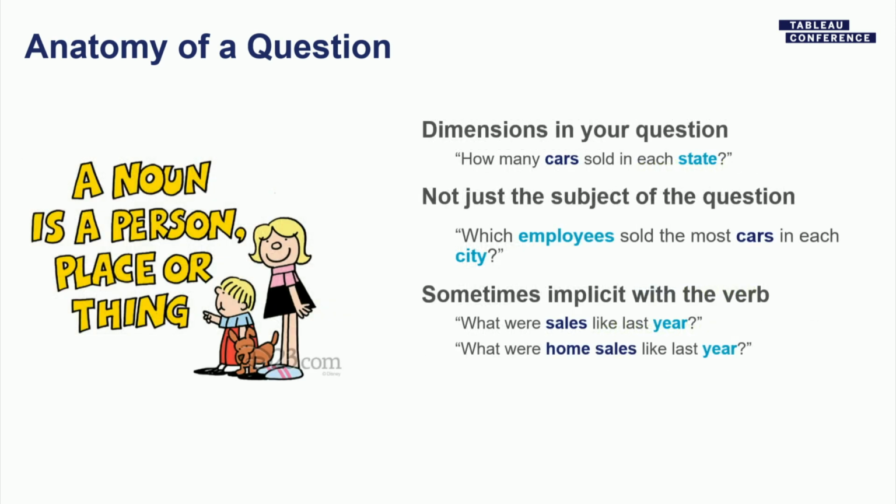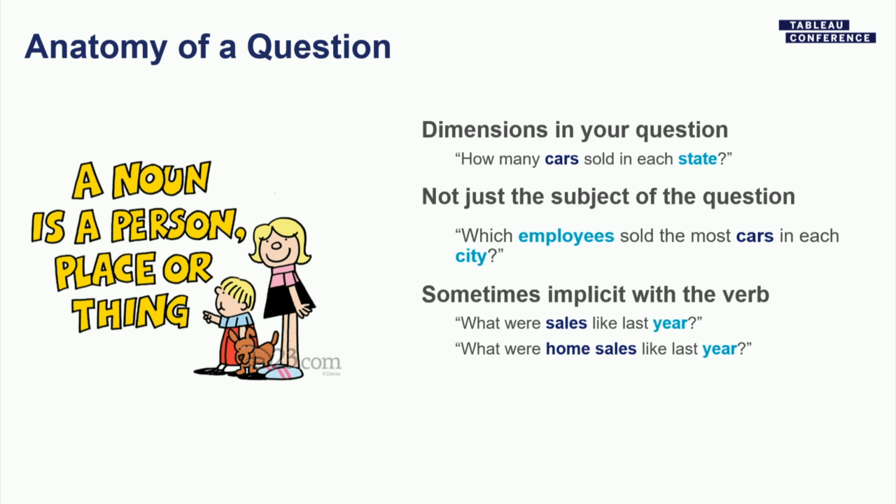So that's the verbs. Nouns are the next most important thing. So the nouns are often the dimensions in your question. They may not just be the subject of the question, so which employees sold the most cars in each city. So here, employees is the subject, but city is an important word here, right? And it's telling me a little bit about the dimensions that I want to include in my visualization.